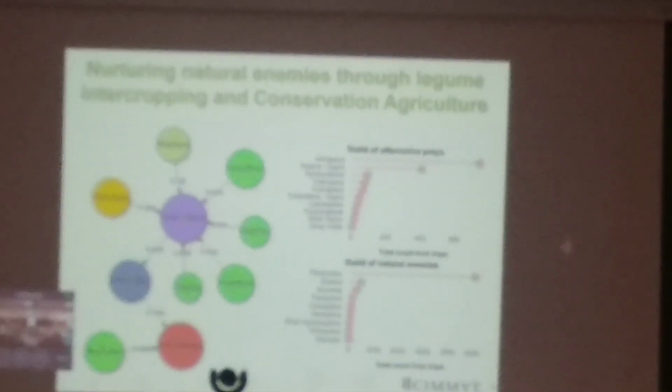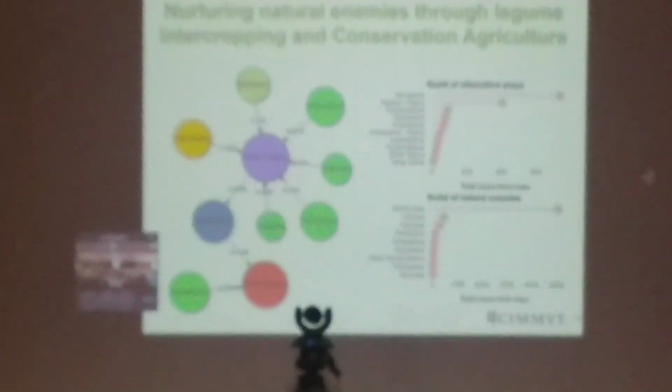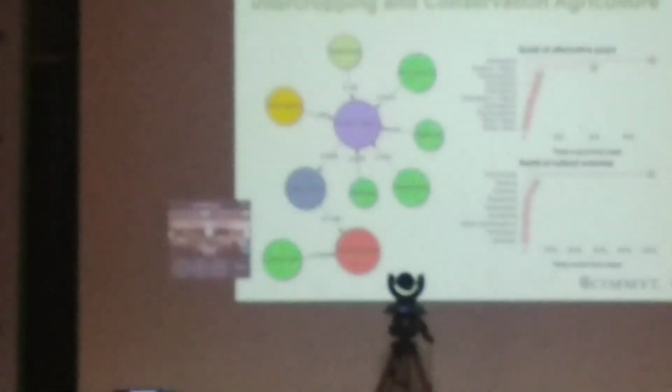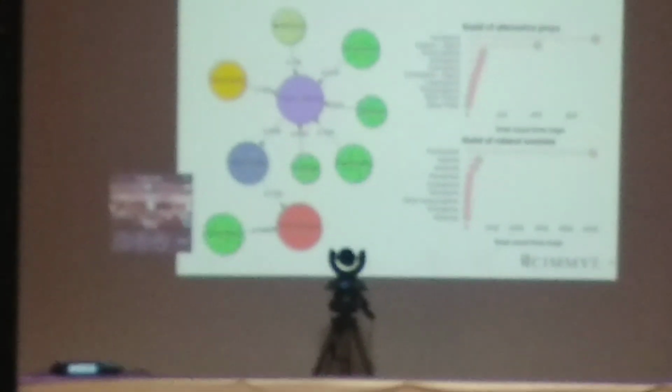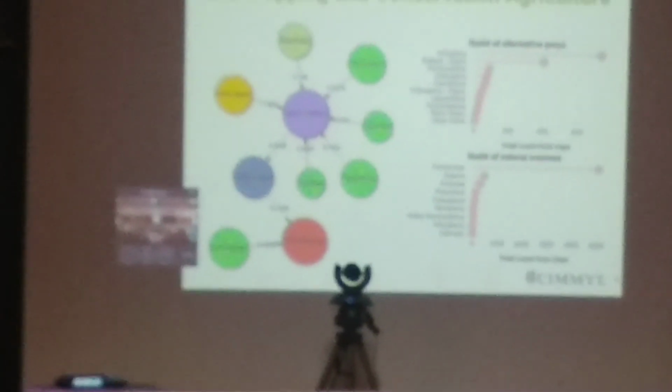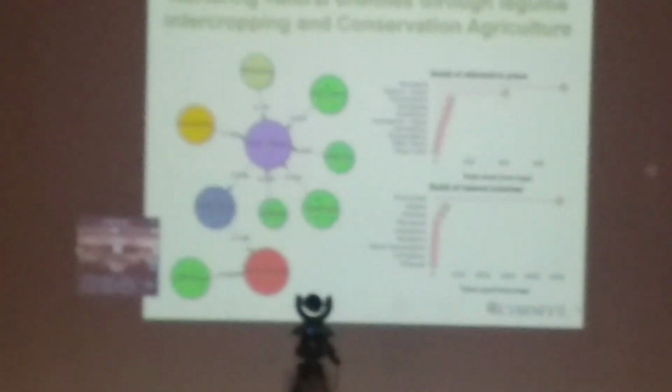Now, interesting as well is that the velvet bean intercropping had also a direct effect on the fall armyworm damage, which means velvet bean exudates some repellents that are very damaging or very deterrent to the fall armyworm. So where we had velvet beans, we had very little fall armyworm damage.